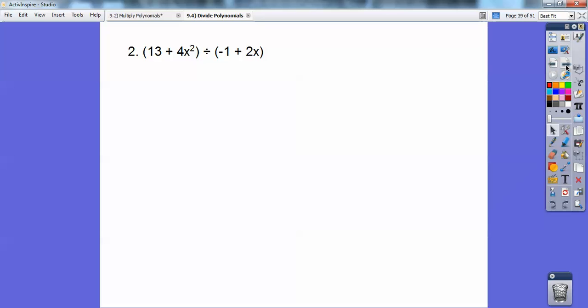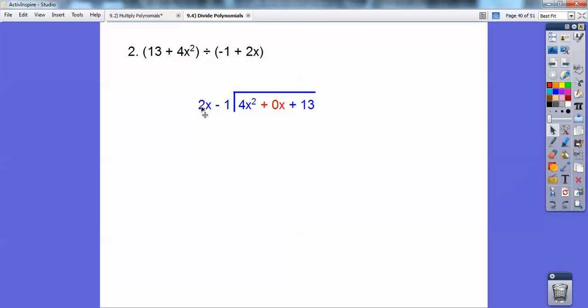Okay, 13 plus 4x squared. All right, these guys are a little bit arranged in the wrong order. I want to put them in descending order. So I'm going to write this 4x squared plus 13. And notice there's no x's in there. So I need the x's. So I'm going to have to insert a 0x, you guys, because I need it for the spacing. So if it's going in descending order and it's skipping one of them, then you got to insert the zeros in there. Notice this -1 plus 2x is the same as 2x minus 1.